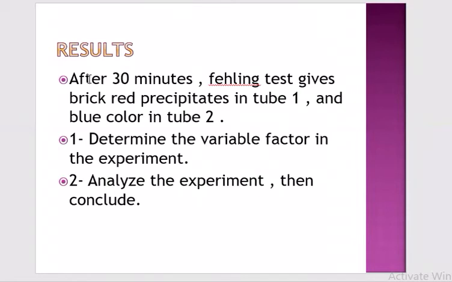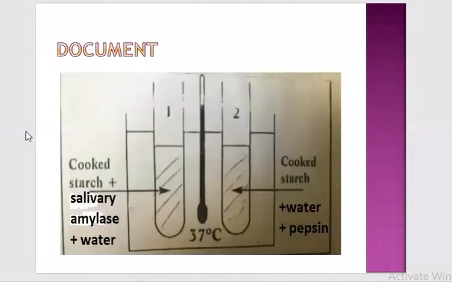What are the results? After 30 minutes, Fehling test gives brick red precipitates in tube 1 and blue color in tube 2. يعني إذا بدي أعمل أنا هون analysis بدي بلش شو بالresults. بدي أعمل connection between conditions and results. So, after 30 minutes, Fehling test gives brick red precipitates in tube 1, which contains cooked starch and salivary amylase. Okay?